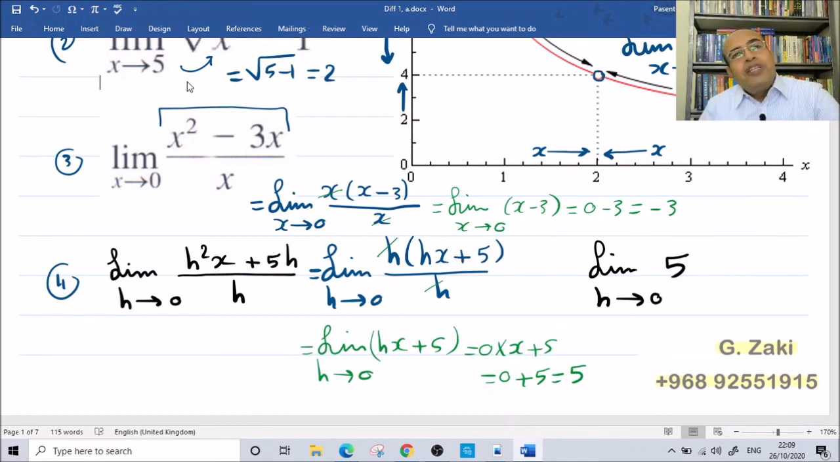What about if there is no variable, like this? This is a constant. Lim 5 when h tends to 0. If it is a constant, it is the same value, 5.